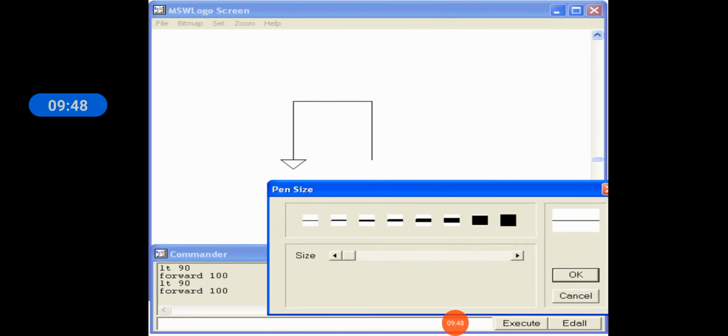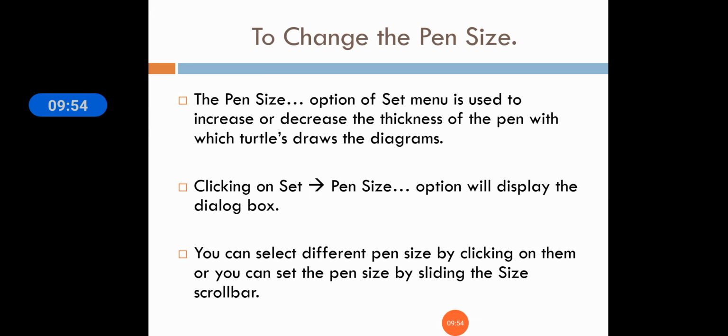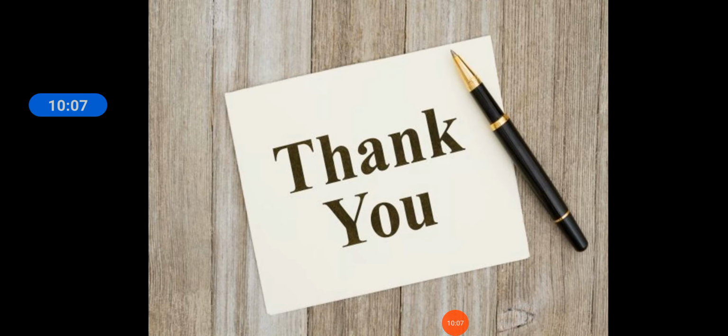Now this is the pen size which we have learned. We can select the thickness and by scroll bar we can also do this. So by clicking on set pen size, and by selecting, we can reduce the thickness of the pen. So this is our lecture for logo part 2.